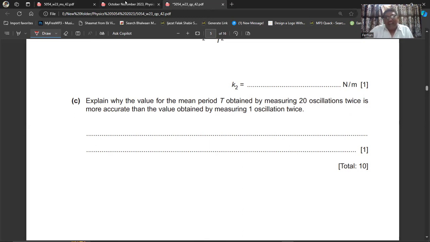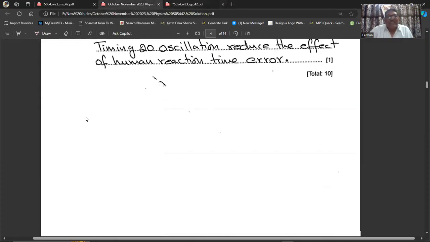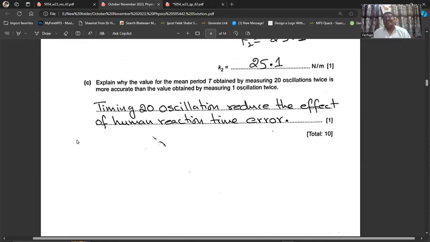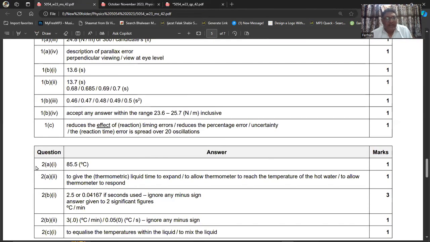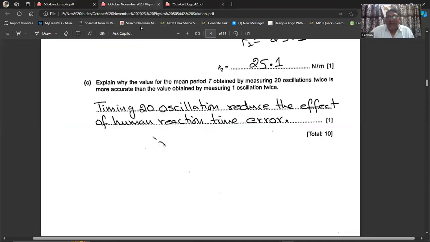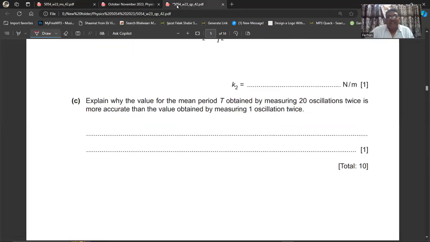So I hope you understand this is my explanation. So my answer is timing 20 oscillations reduces the effect of human reaction time error on the reading. So hopefully you understand. Let's see what the marking scheme says. It says reduces the effect of reaction timing error, reduces the percentage error, uncertainty. The reaction time error is spread over 20 oscillations. So I hope you can write a better answer.